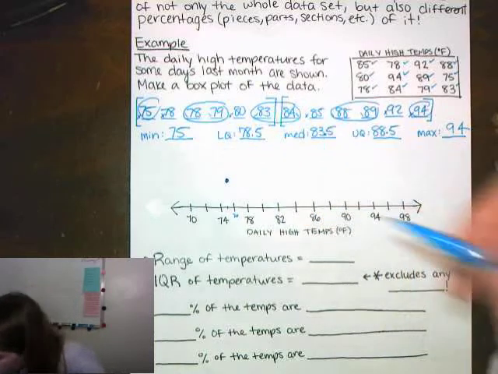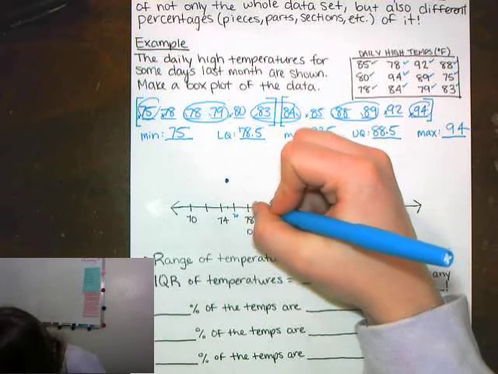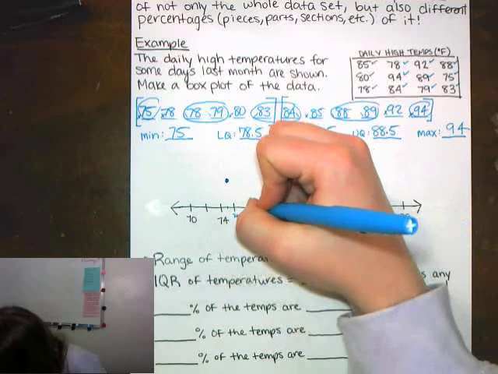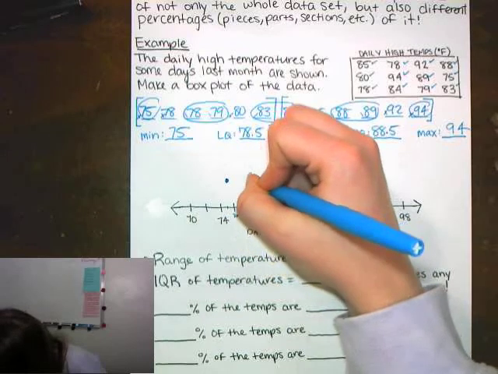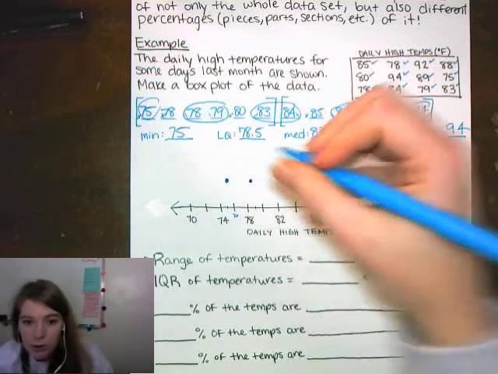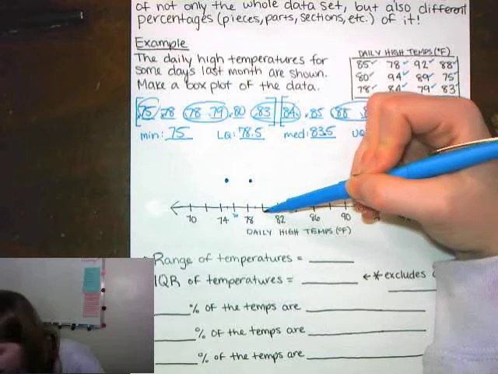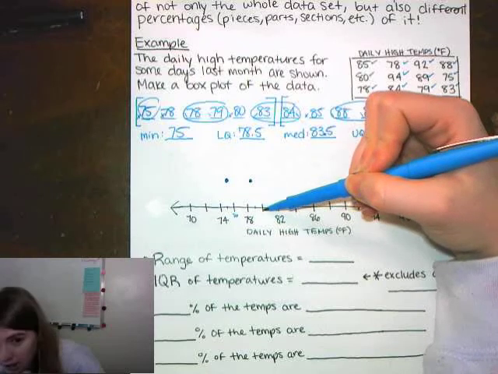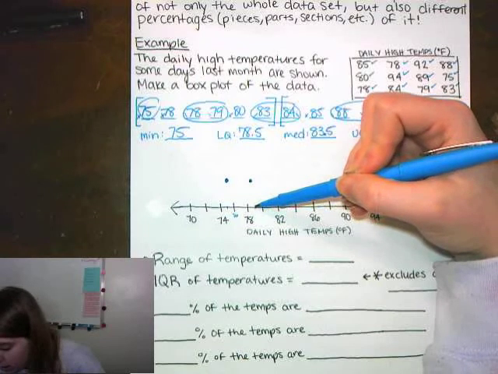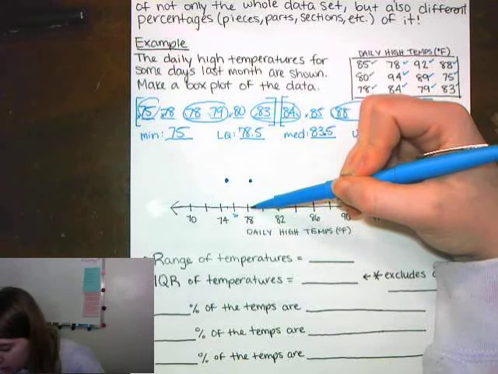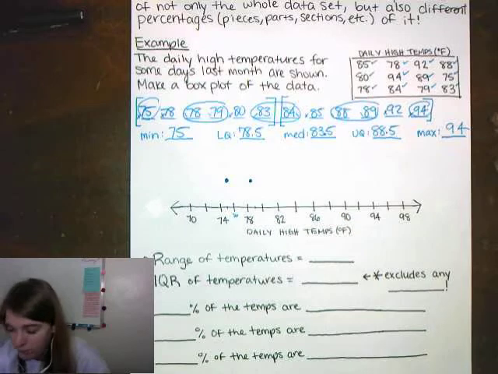78.5. So that's 78. That's 80. So that's 79. So 78.5 is going to be right here. I don't know if you could have seen my hand was in the way. So that's 78. 82. So that's going to be 80. And then that'll be 79. So if we're doing 78.5, it's going to be right there, kind of a fourth of the way.